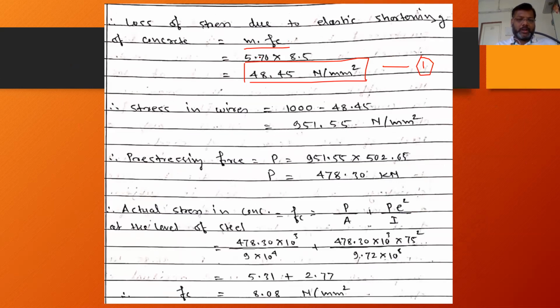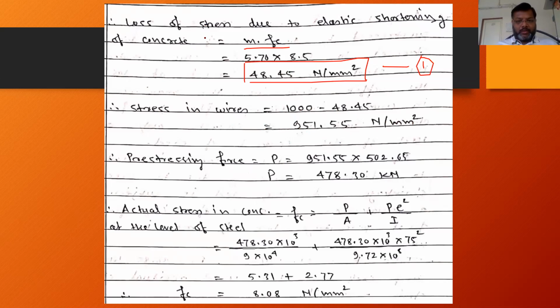So that we have to deduct this amount of loss of prestress from the initial prestress. Okay, so initial prestress in wires is 1000. So 1000 minus 48, you will get the available stress in the wire. So that available stress in wire is 951.55 Newton per mm square. So this is the stress in wire after loss due to elastic shortening of concrete.